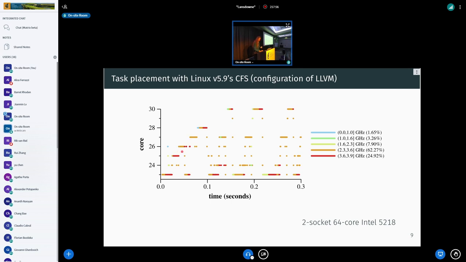It's never going to notice that actually a core with a lower number is available and might be a good place to put this activity.